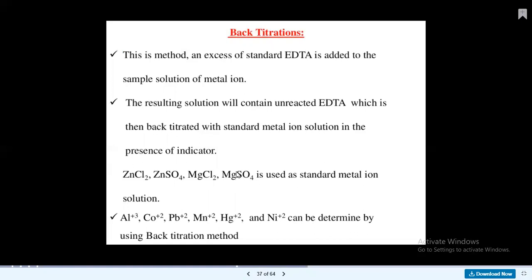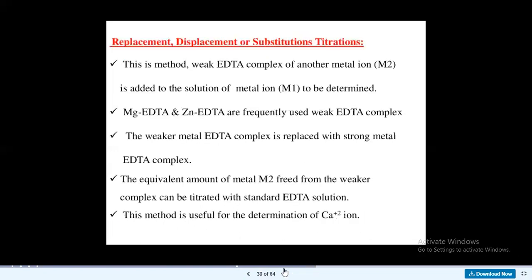EDTA, Eriochrome black T, that gives a very sharp color change with that of magnesium, and so mostly EDTA, Eriochrome black T, that is used with this magnesium. Aluminum, cobalt, lead, magnesium, and mercury and the nickel can be determined by using the back titration method. ये वो molecules हैं जो कि back replacement depending upon the availability of indicator.